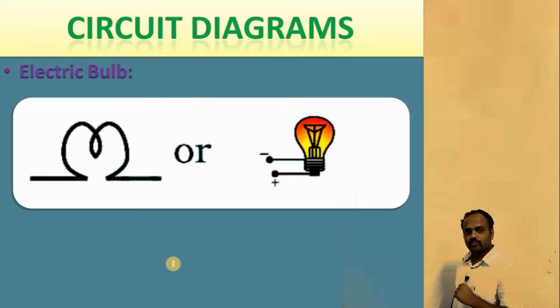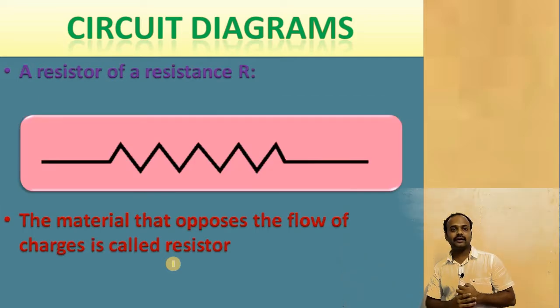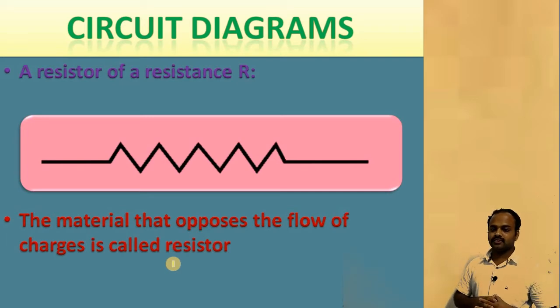This is the circuit symbol of an electric bulb, and this is the circuit symbol of an electric resistor of resistance R. A zigzag path gives you the resistance of resistor R. A material that opposes the flow of charges is called a resistor.